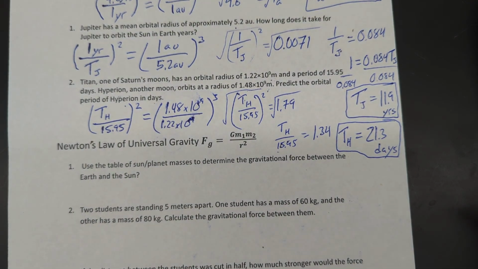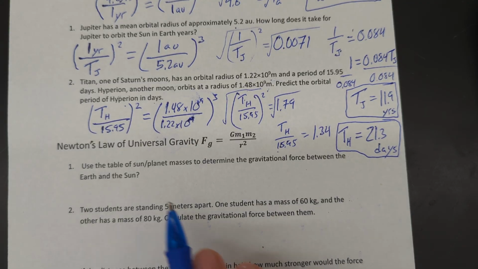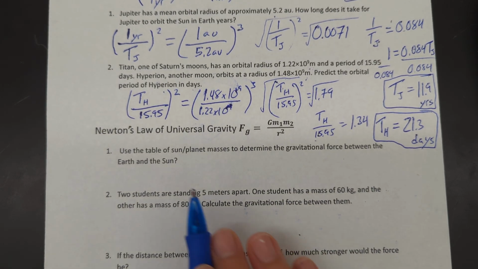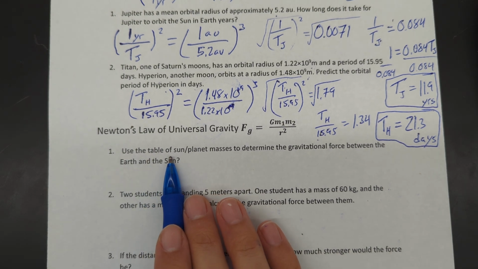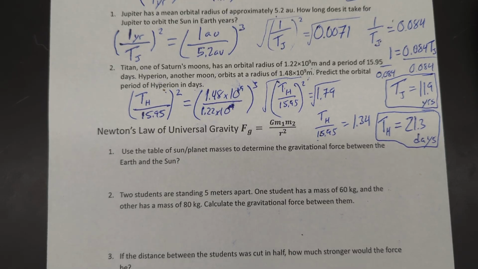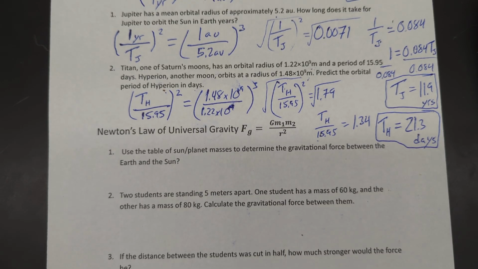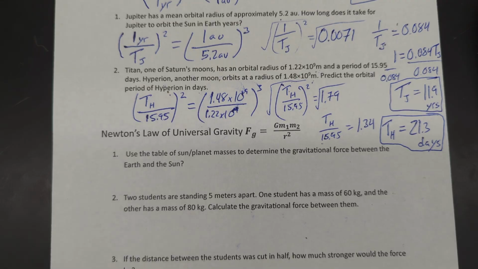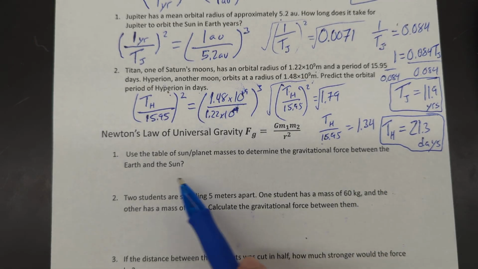All right, next we got some questions on Newton's law of universal gravity. I think this question, or these equations, are a little bit easier. Use the table of sun-planet masses. I got my table over here somewhere. Let me grab it. Forgot to mention this at the beginning of our video, you could also look online to find your table. I'm using this one specifically.